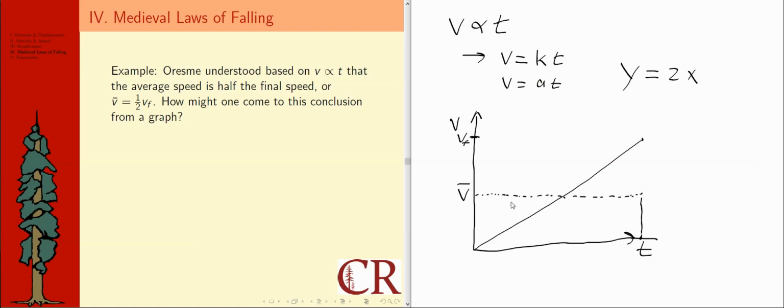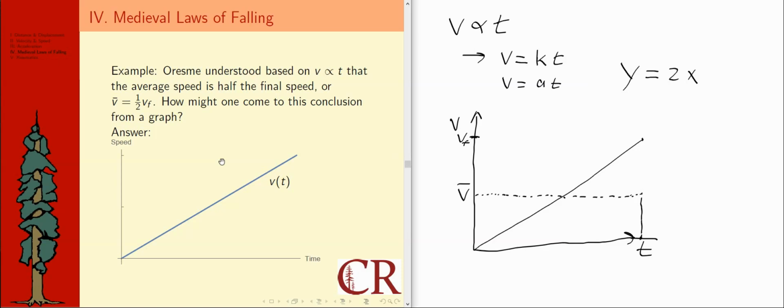But if I take the area of this triangle over here and move it over here, I'd have the same area for these two. And that would mean the same amount of displacement. It turns out everything works perfectly if this is exactly halfway. If it's not halfway, those two areas wouldn't be equal. So that's a way of coming to that conclusion.